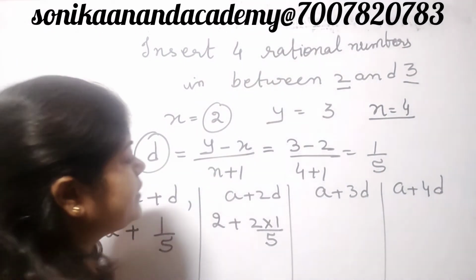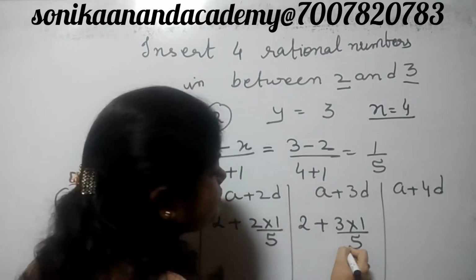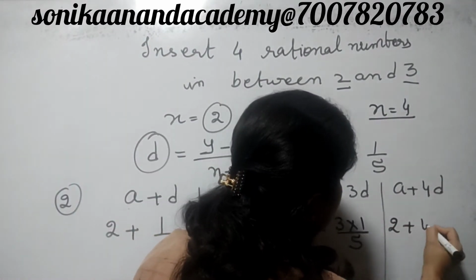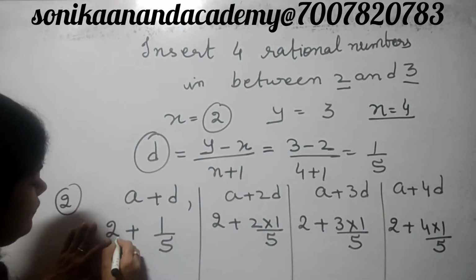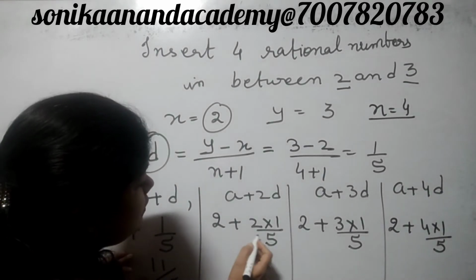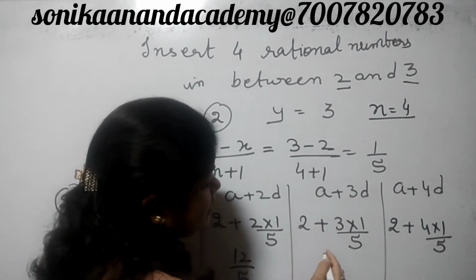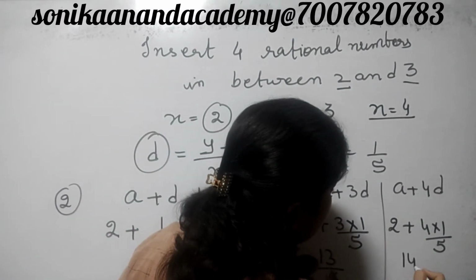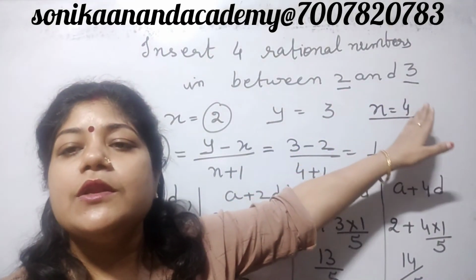Similarly here, 2 plus 3 into 1 by 5. In the same way, here we do 2 plus 4 into 1 over 5. Now what do we get? 5 2s are 10 plus 1, that is 11 over 5. Here 5 2s are 10, 12 over 5. 5 2s are 10, 13 over 5. 5 2s are 10, 14 over 5. So these are the 4 rational numbers which are in between 2 and 3.